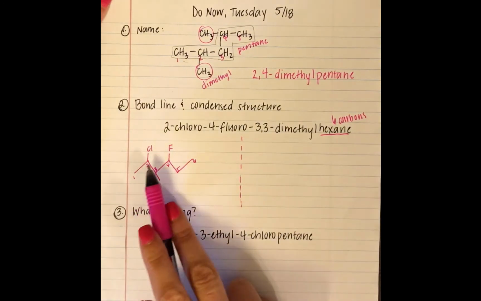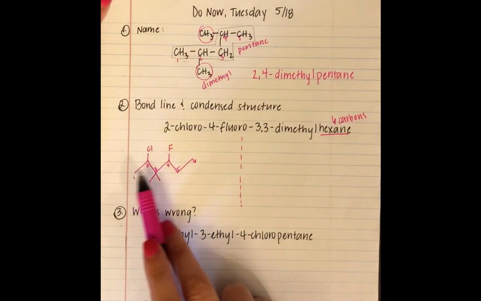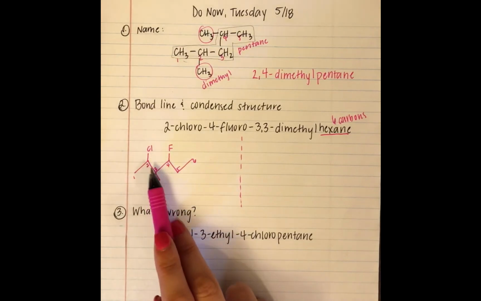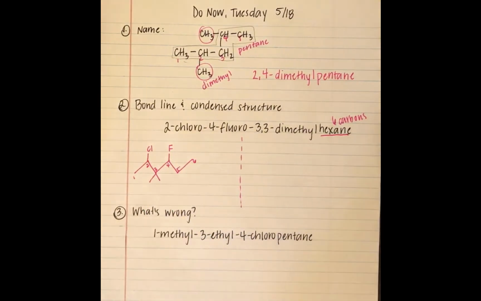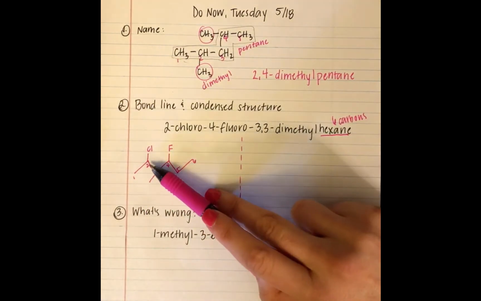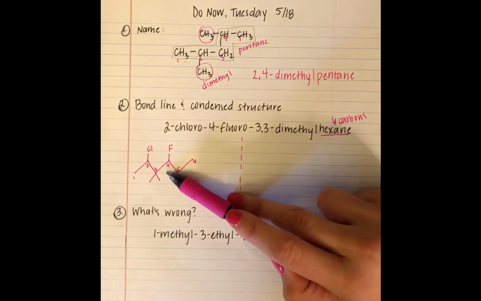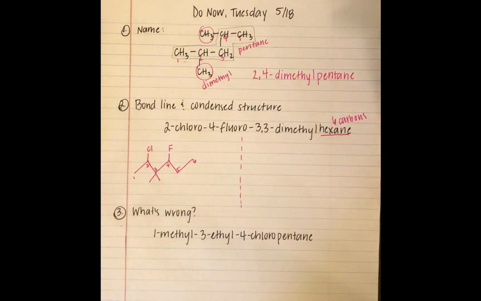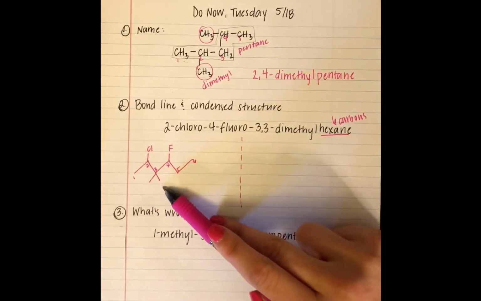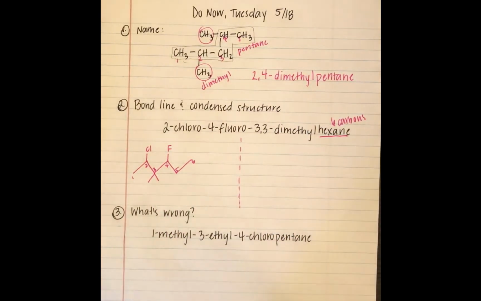Now, if you take a look here, notice how it didn't change the longest chain. Now we're just showing all of these substituents. Off of the 2nd and the 4th carbon, I made them point up because if I made them point down, all of the bonds would be too close together. Same thing for the dimethyl. Notice how I tried to space them out as much as possible.